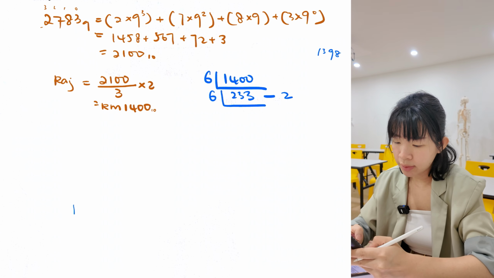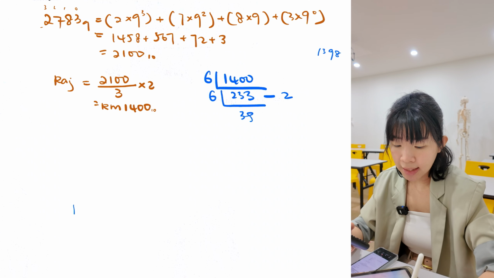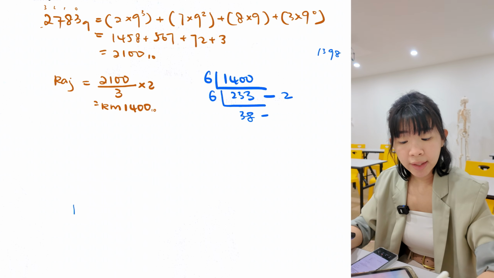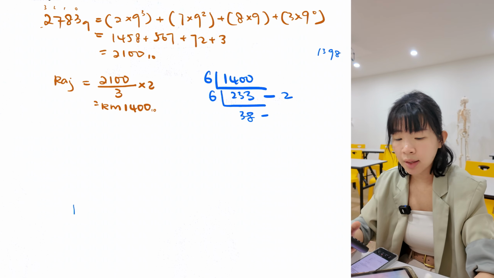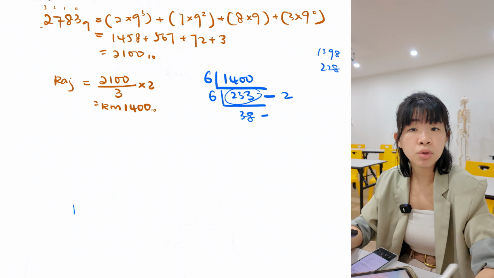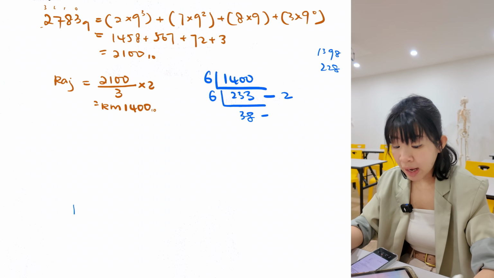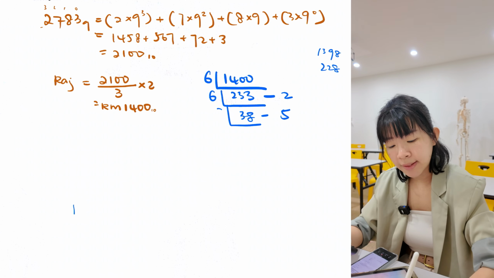Divide by 6 again. 233 divided by 6, we write 38. How about the remainder, baki? We take 38 times 6, which is 228. 228 and 233, the difference is 5. So the remainder is 5.